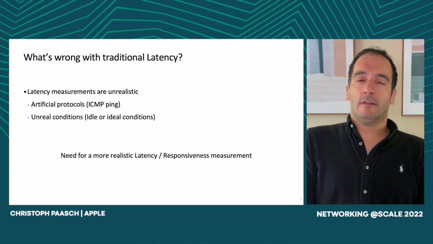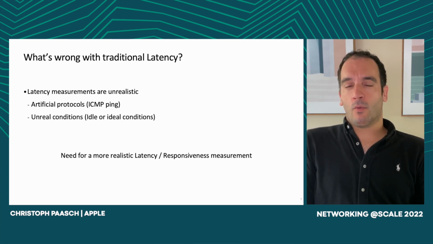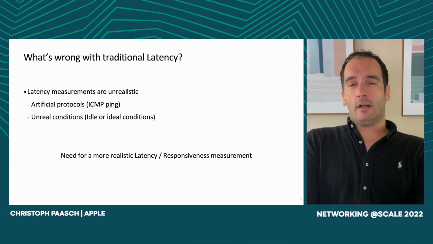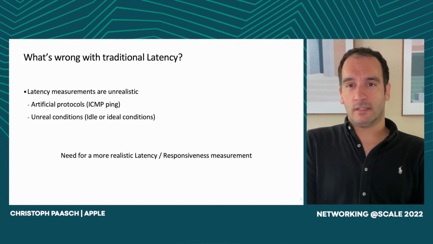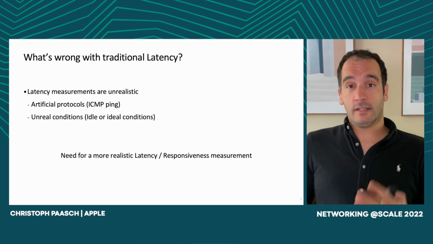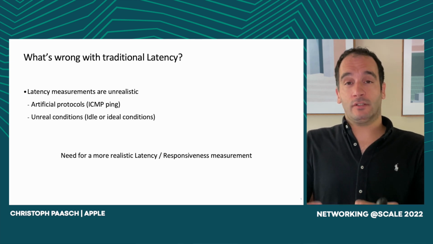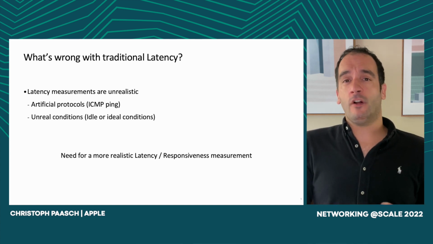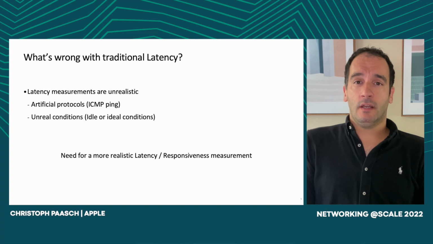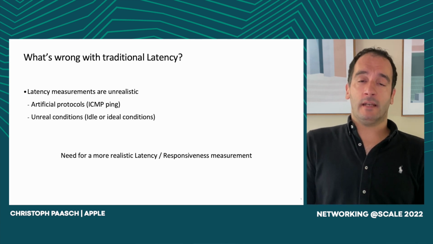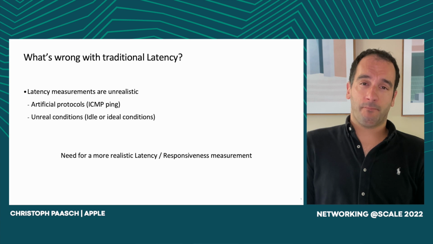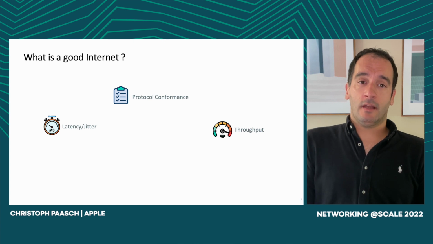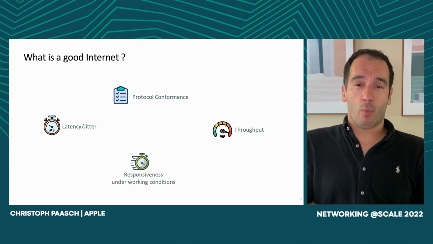The second point is, most of the time when we measure latency, we measure it in idle conditions or in ideal conditions. Well, I don't want low latency when the network is idle. I want low latency when I'm actually using the network. So this use of unreal conditions gives us again a false sense of latency. And we are advocating for a more realistic latency and responsiveness measurement. So going back to my list of what is good internet, we want to add responsiveness under working conditions.